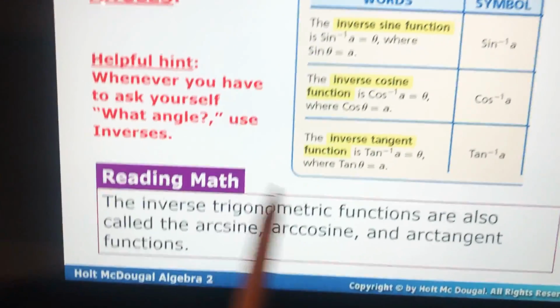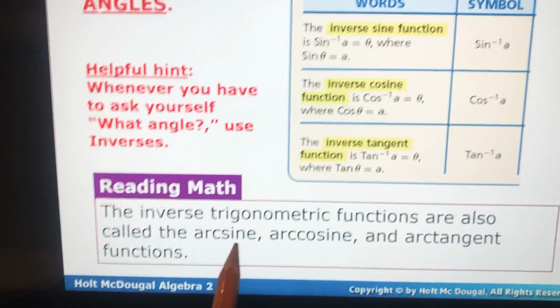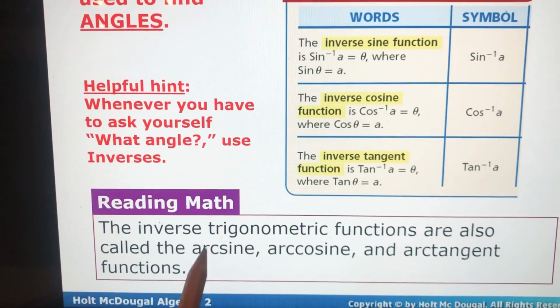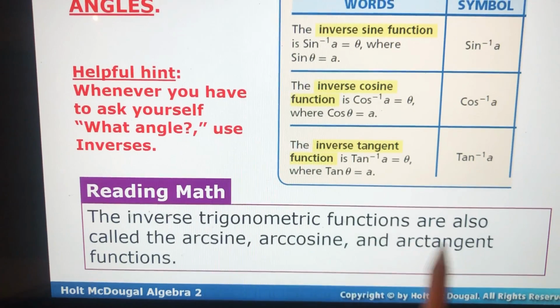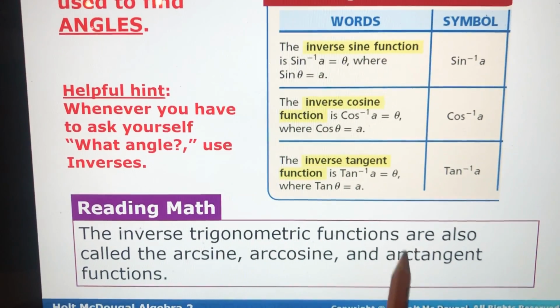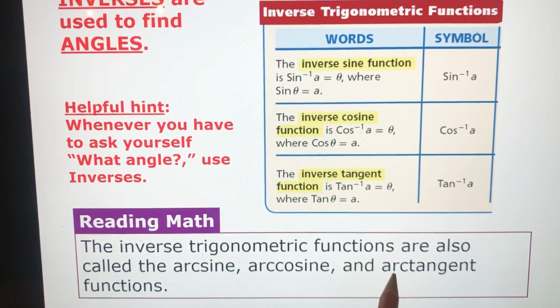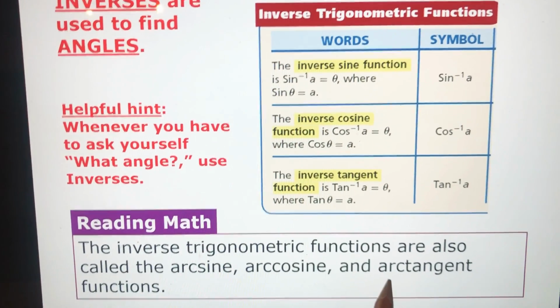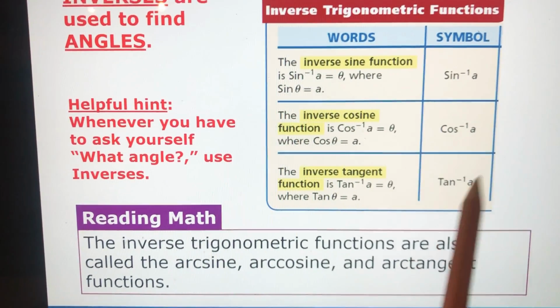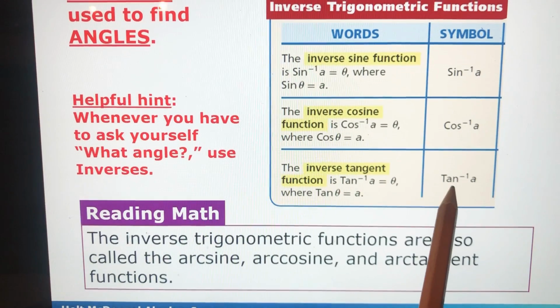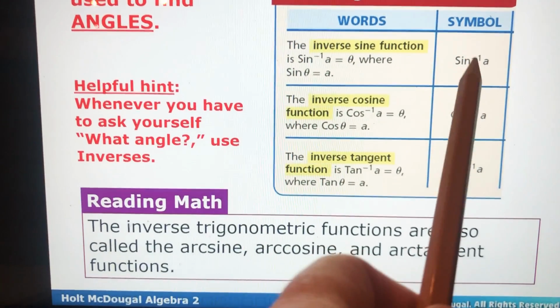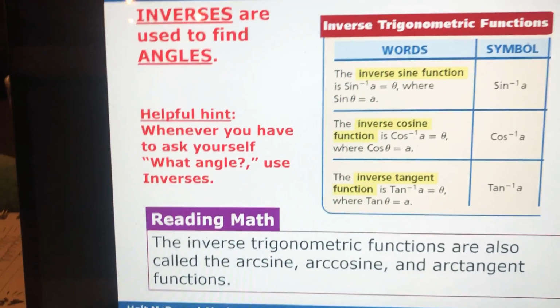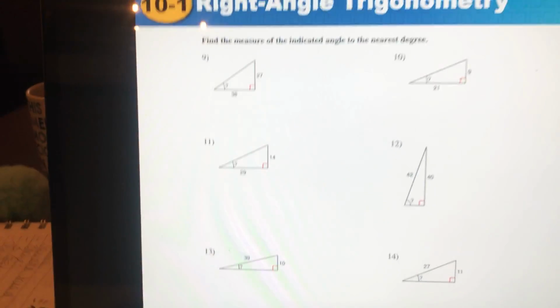Another thing here, the inverses are also called, like when I was in college, they always called it this: arc sine, arc cosine, arc tangent. All right, so if you ever see that, sometimes the wording in different books or different tests is different. This means the inverse, okay? This means arc tangent, okay? Arc cosine, arc sine.